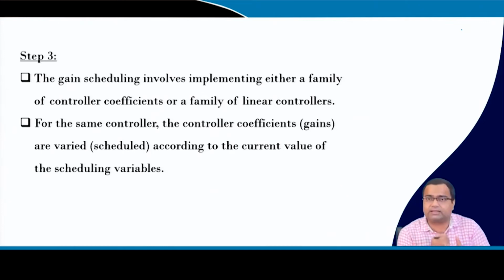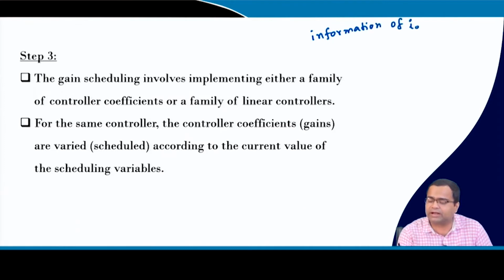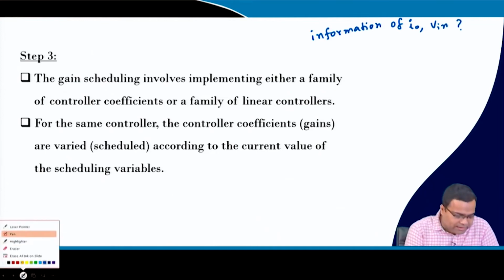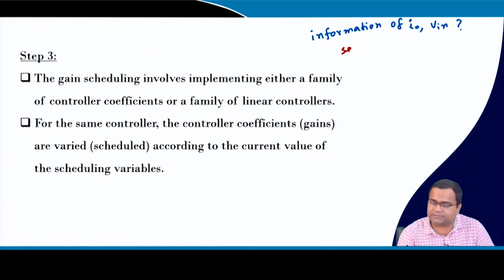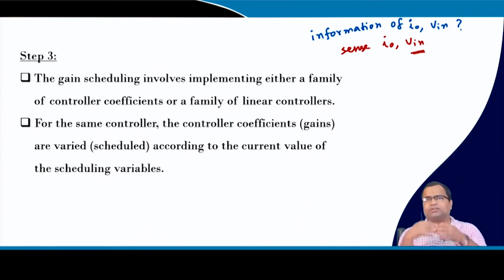But the question is, how can we get the information of load current and input voltage? So, one way is direct sensing. That means you sense I0 and Vin. Generally, Vin sensing is not a difficult task, because in commercial ICs we can keep that provision for input voltage sensing. But load current sensing is in fact very difficult.